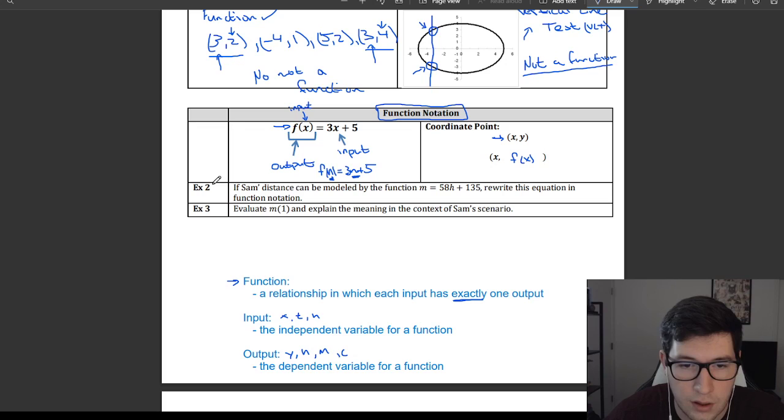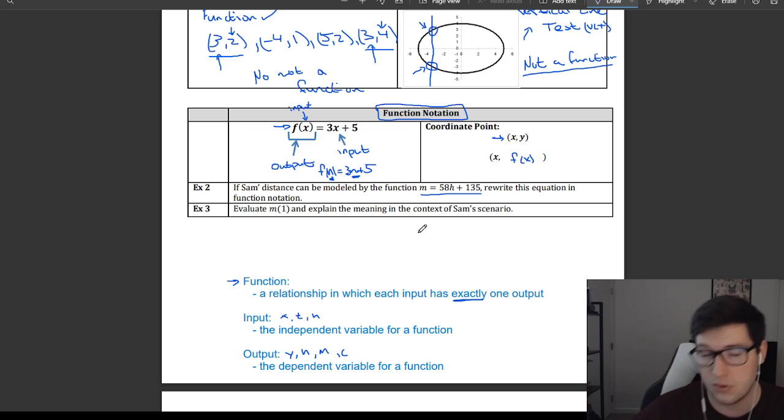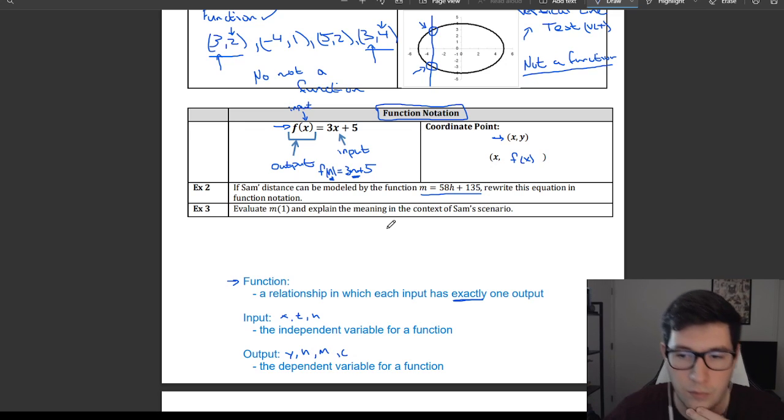And so let's take a look at what this looks like, and can we turn equations that we are used to seeing into function notation? The answer is yes. It's actually easier than we would expect. So example 2 says that if Sam's distance can be modeled by the function m equal to 58h plus 135, rewrite this equation in function notation. Now in your notebook, I want you to make sure that you have this equation down. You don't have to write this entire thing, but make sure you have this equation down.